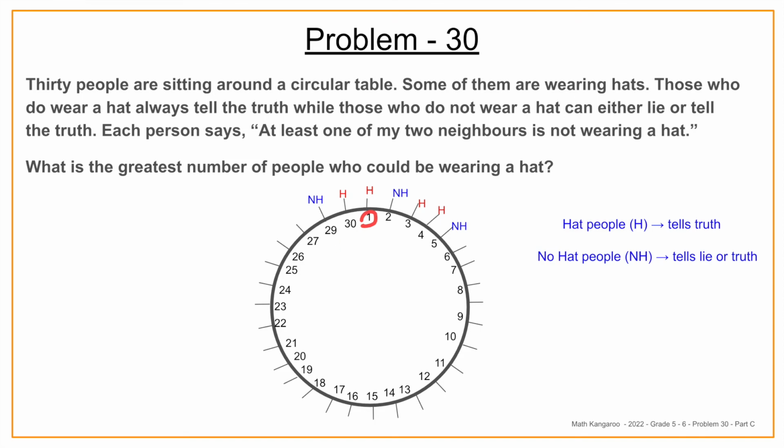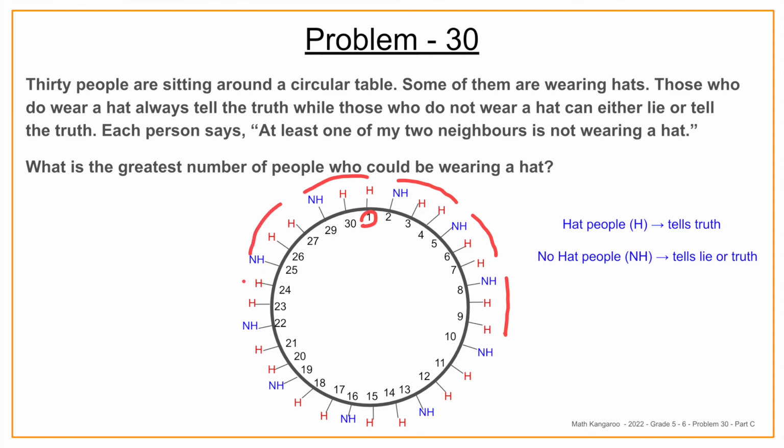So if you observe, we see a pattern. A group of 3 is NH, H, H. So this pattern repeats every 3 chairs and contains 2 hat wearers. If you consider the entire circle of chairs, it will look like this, and we see that this pattern continues. So one solution is to count the number of H and you will get an answer. Or you can make groups of these patterns and see how many there are.